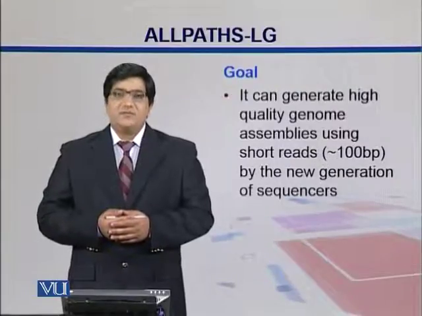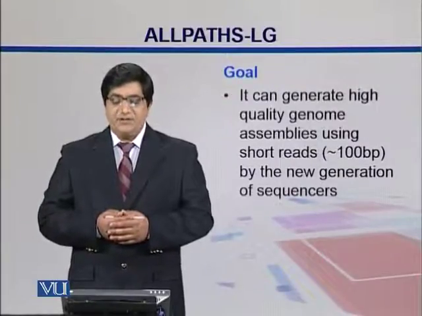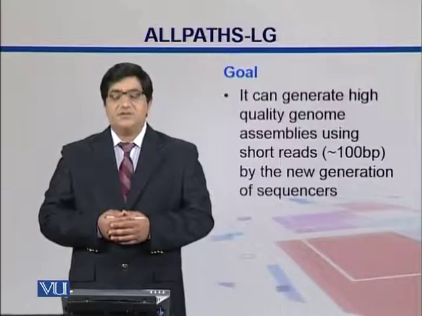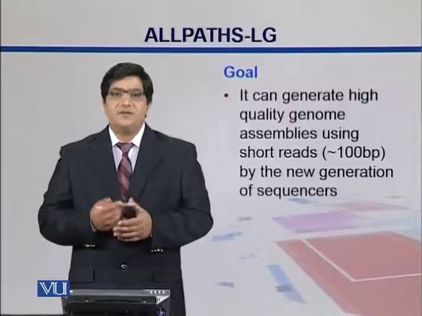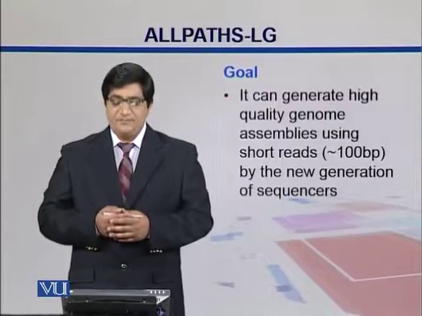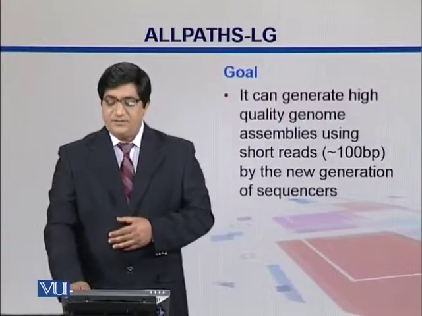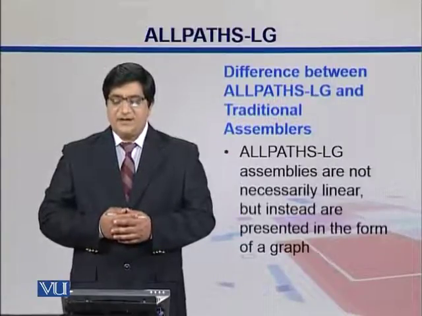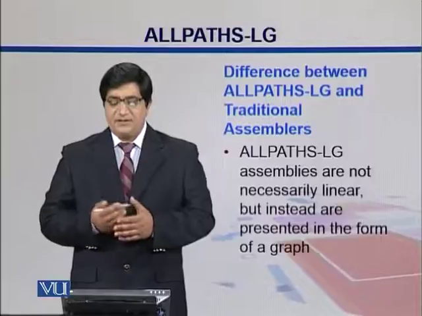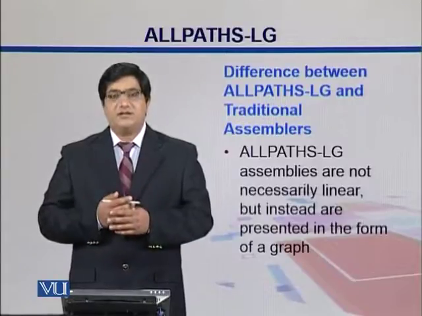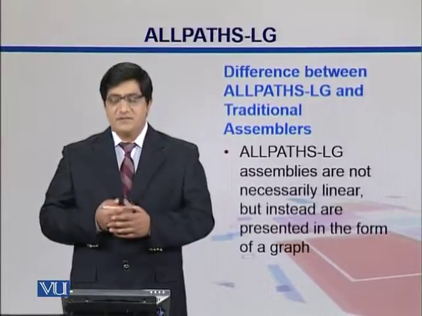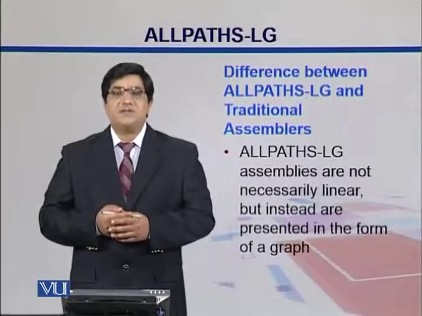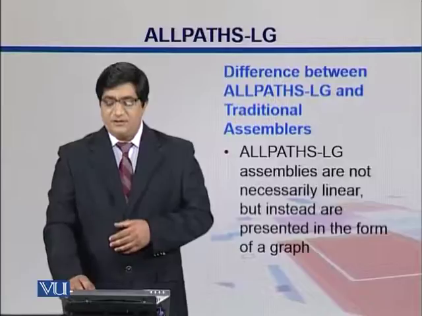The goal of this assembler is to generate high quality genome assemblies using short reads, approximately 100 base pairs, which are mainly coming from machines like Illumina, and it can put them together. Assemblies are not linear, so it's not putting them in a linear fashion. It presents those assemblies in the shape of graphs. I will look into this algorithm later on.